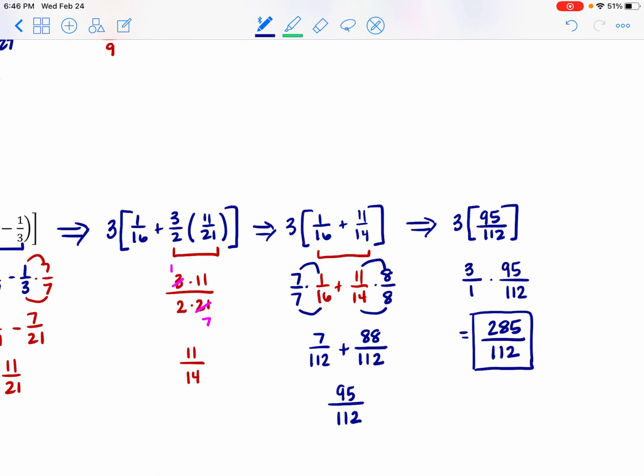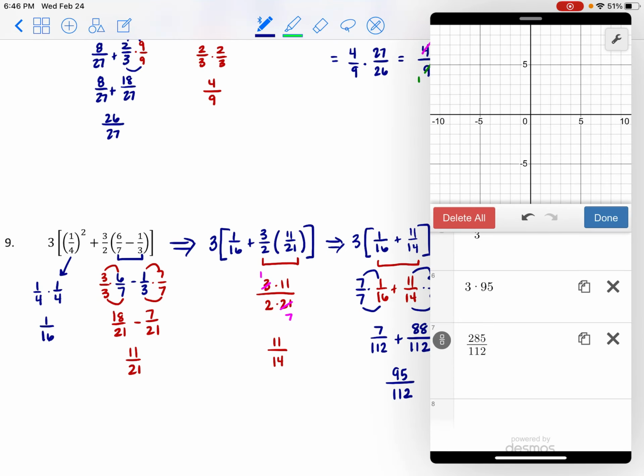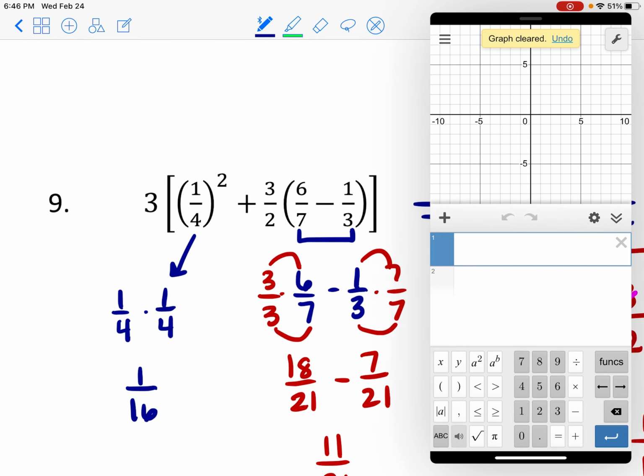Like, that's so many steps. Order of operations look much worse with those fractions. Work we should be able to do, but again, we have calculators. So let's see if we can't confirm all of this with the calculator.